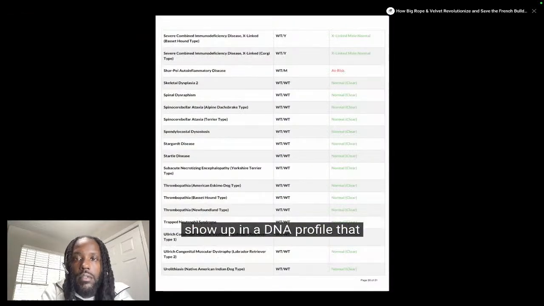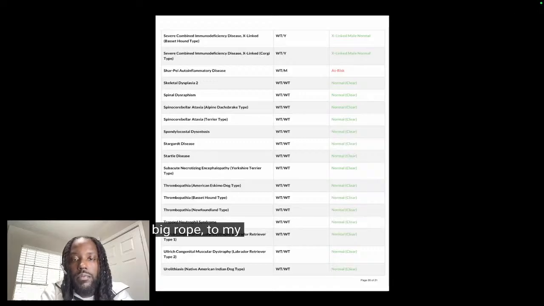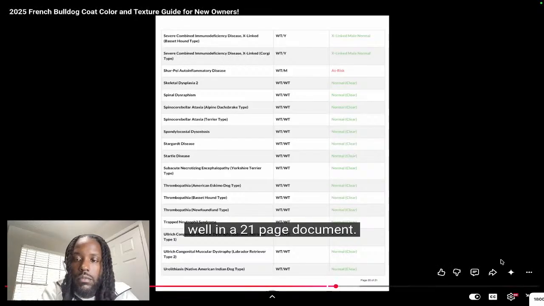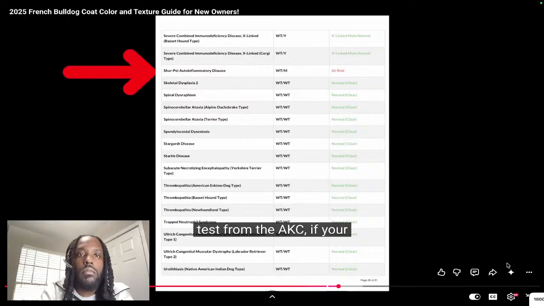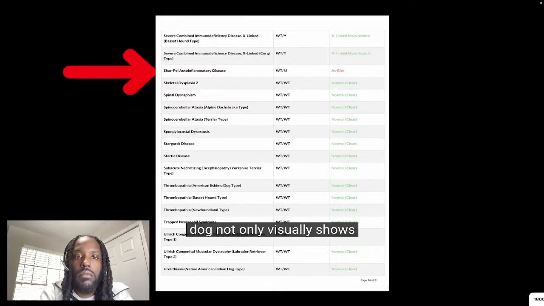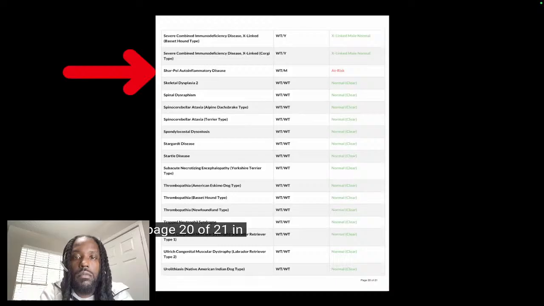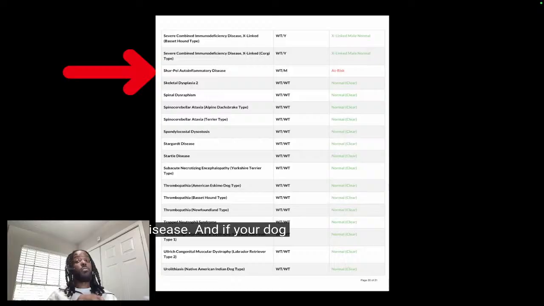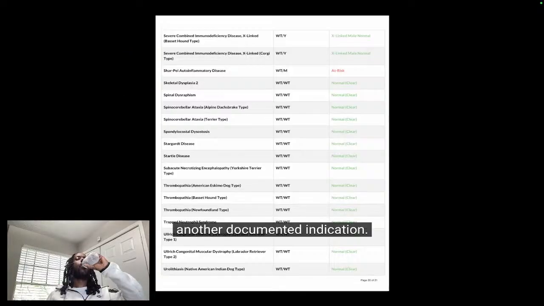The only thing that'll show up in a DNA profile that'll prove your dog is big rope, to my knowledge, is hidden pretty well in a 21-page document if you get the health portion of the DNA test from the AKC. If your dog not only visually shows signs of being a big rope and one of the parents is a big rope, the only thing as far as documentation that'll show it is on page 20 of 21 in this AKC DNA profile, and it's called Shar-Pei autoinflammatory disease. And if your dog is at risk, that's another documented indication.